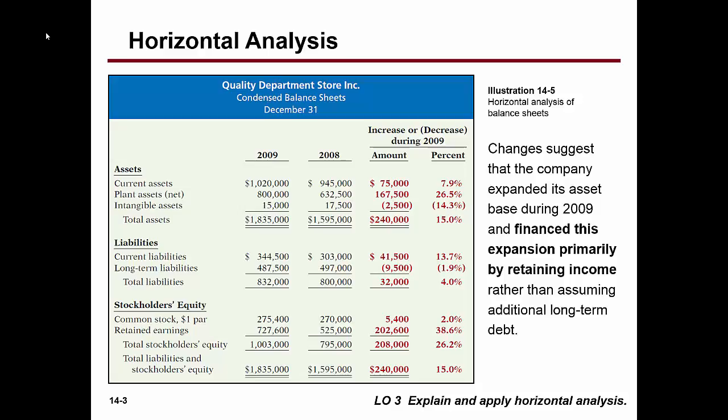Okay? All right, so 1,020,000, right? And we're going to subtract from that what? 945,000. We had a $75,000 change, didn't we? Okay? And you want to see what percent that change is of the original base year number here, which is 2008, don't you? So if you divide it by the 945,000, that's telling you that our current assets grew 7.9% over that one-year period, right? We're good?